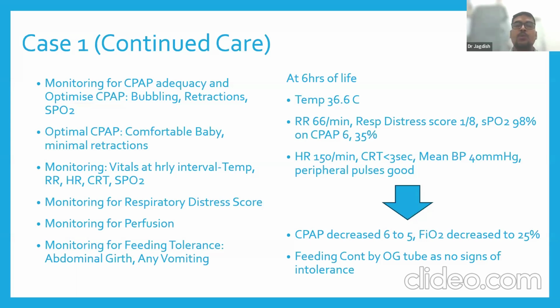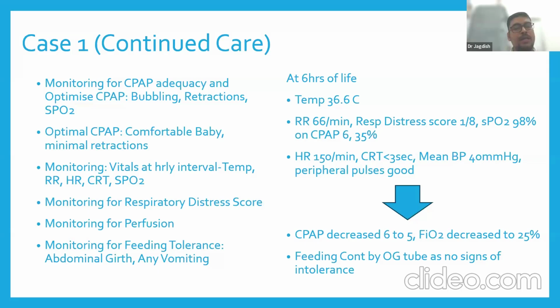Another, which is more important: because the baby has a Downes or Silverman score of 5/10, we have now given some support. Now we have to see whether this score is coming down or not. So that's why we need to monitor respiratory distress using the Downes or Silverman score every 1 hourly, because we want the score to be minimal. That is our adequate CPAP support.